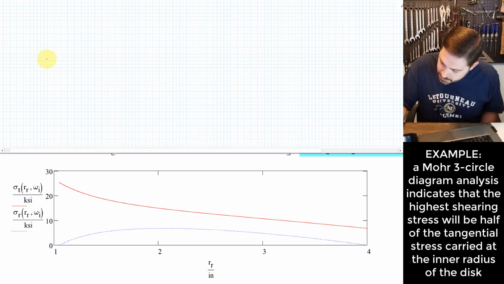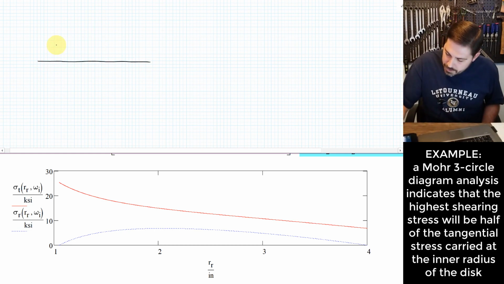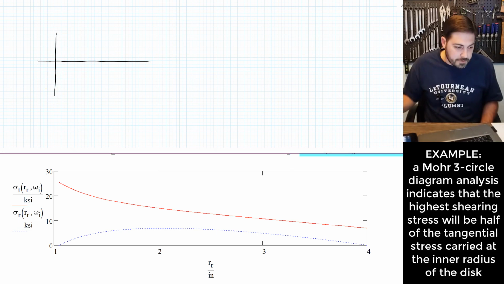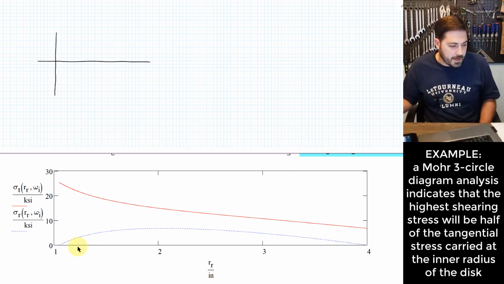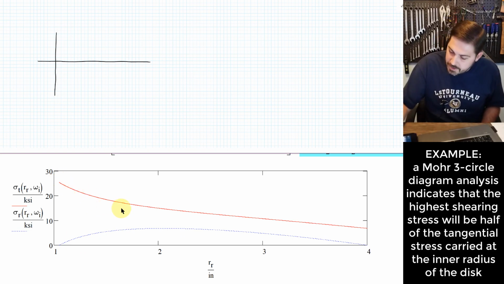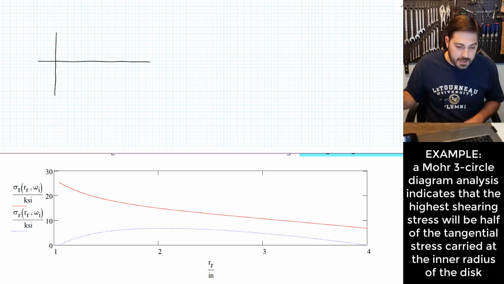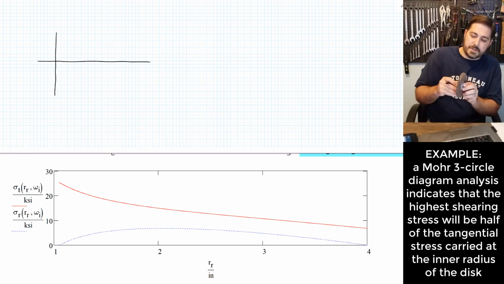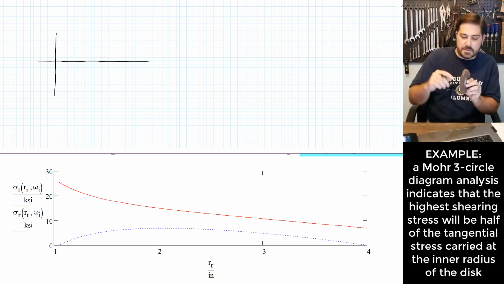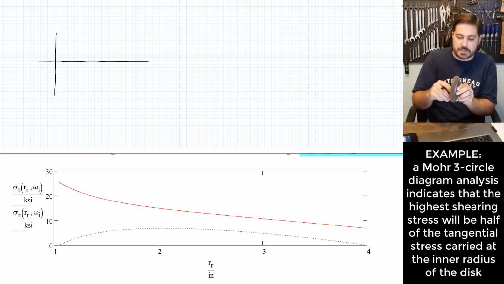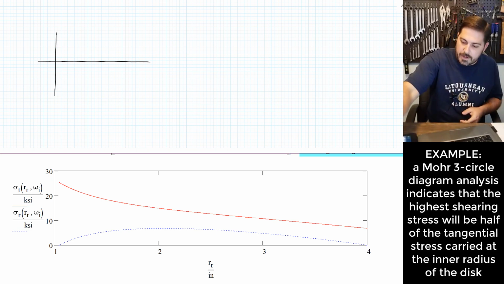So the Mohr three-circle diagram for this case would involve these both being positive, right? This is our positive stress in the radial direction. This is our positive stress in the tangential direction. We're going to have zero stress in the direction of the disk along the axis of the disk. There's no reason why there would be stress in that direction. The only stresses we're going to have are radial and tangential acting in the disk.